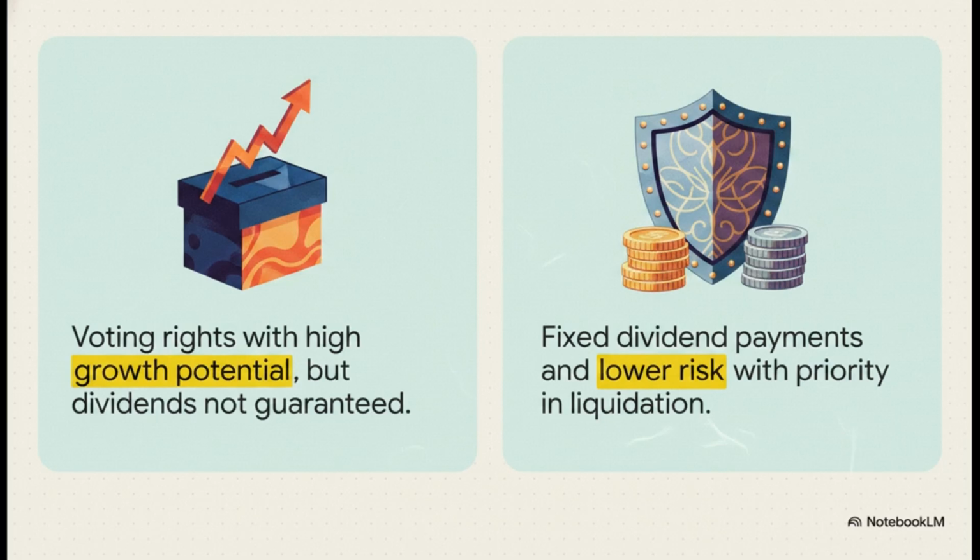They offer fixed dividend payments and give you priority over common shareholders if the company ever unfortunately goes into liquidation. So it's a classic trade-off. Do you want higher growth potential, or do you want reliable, prioritized payouts?